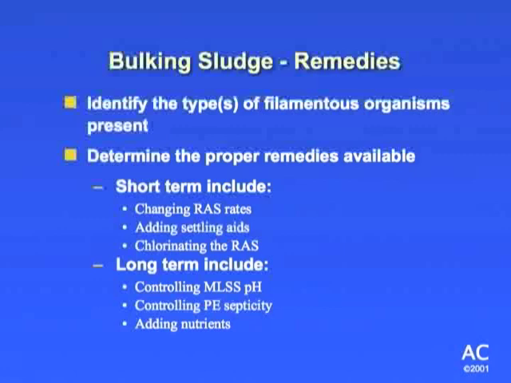Again, proper short-term remedies can be changing the RAS rate, adding settling aids, chlorinating the RAS. Very carefully and judiciously chlorinating RAS, because you can also wipe out your plant, and I've seen that happen too. Long term would be basically controlling your mixed liquor suspended solids pH, controlling any primary effluent septicity, adding nutrients. Some plants have issues with nutrient deficiencies. Again, it's typically smaller plants, or plants that get swayed greatly because a significant portion of their influent is industrial. And changing your aeration rates.